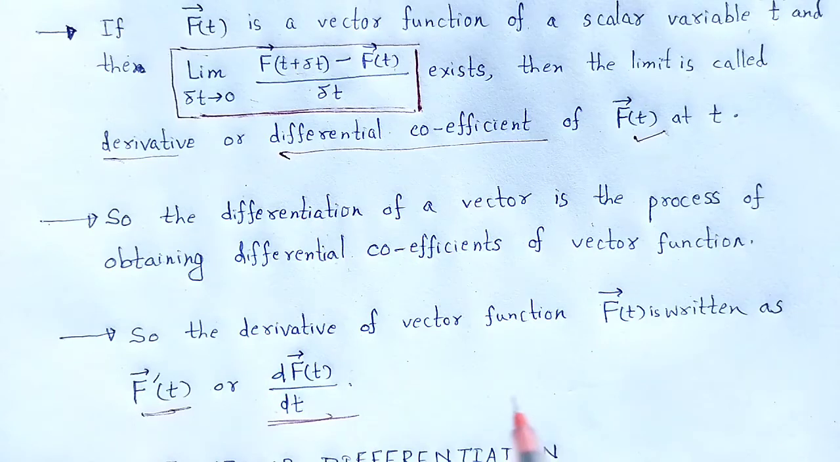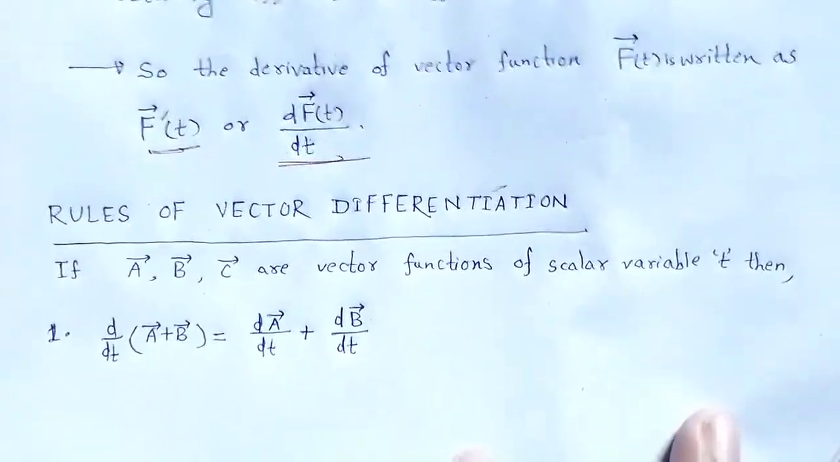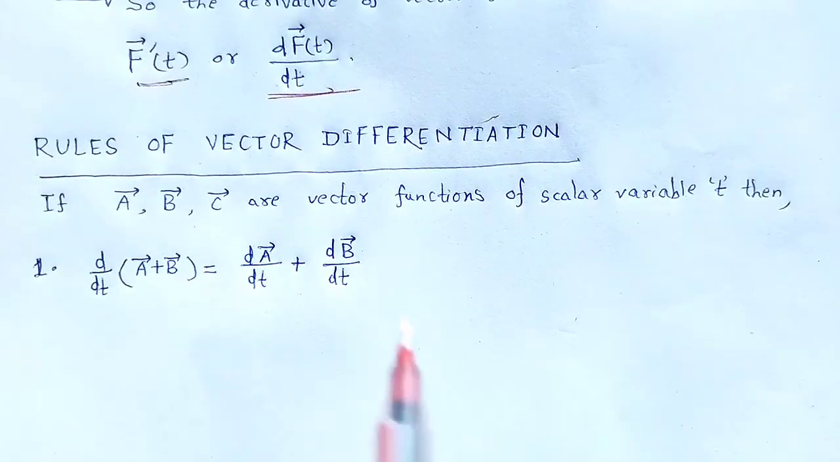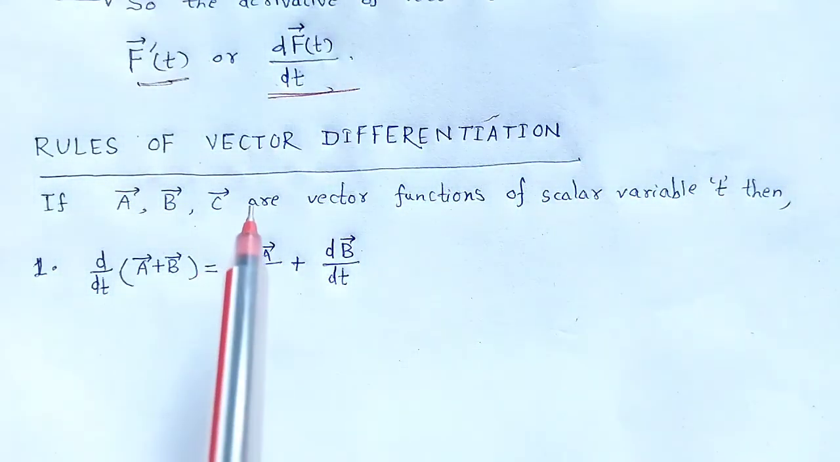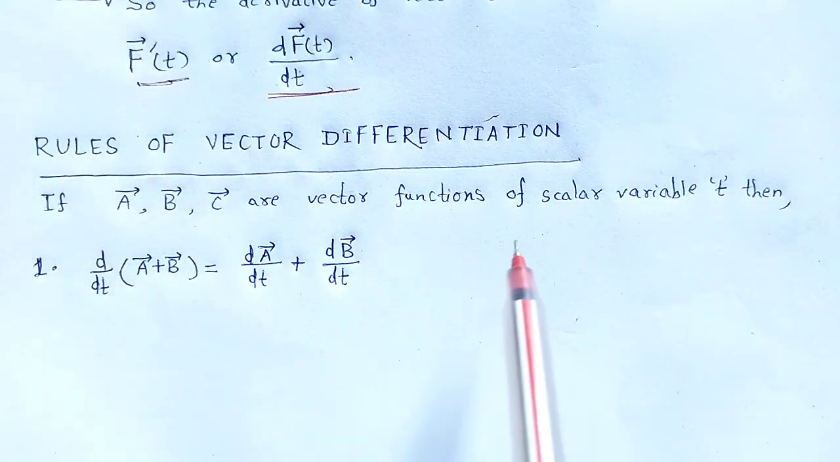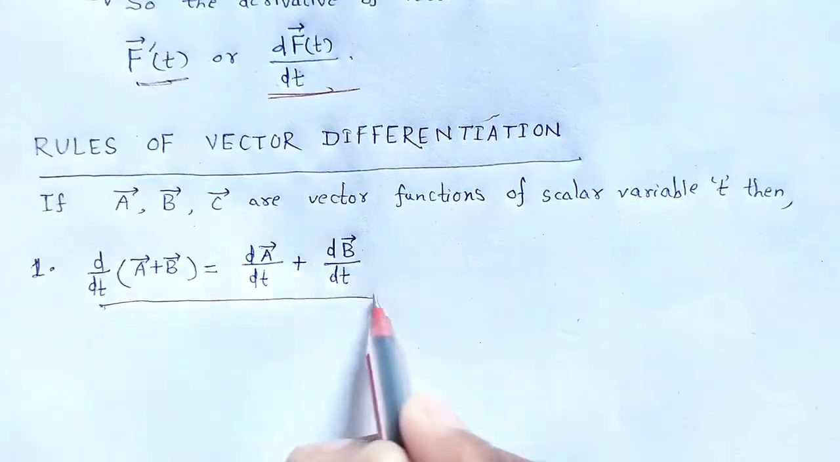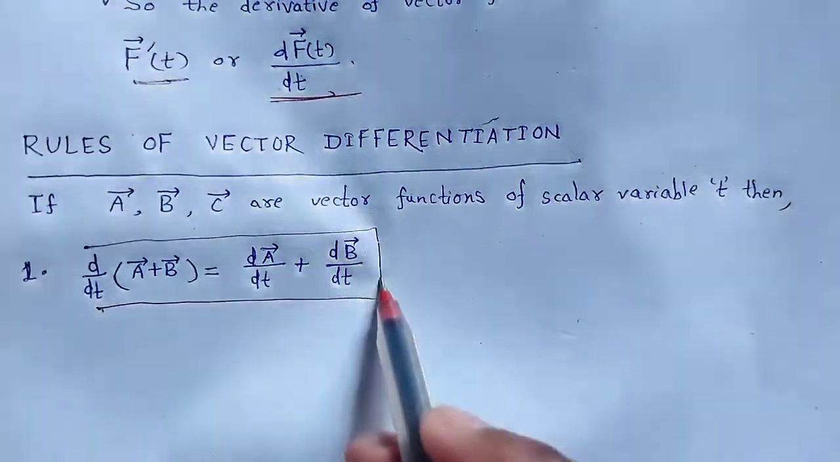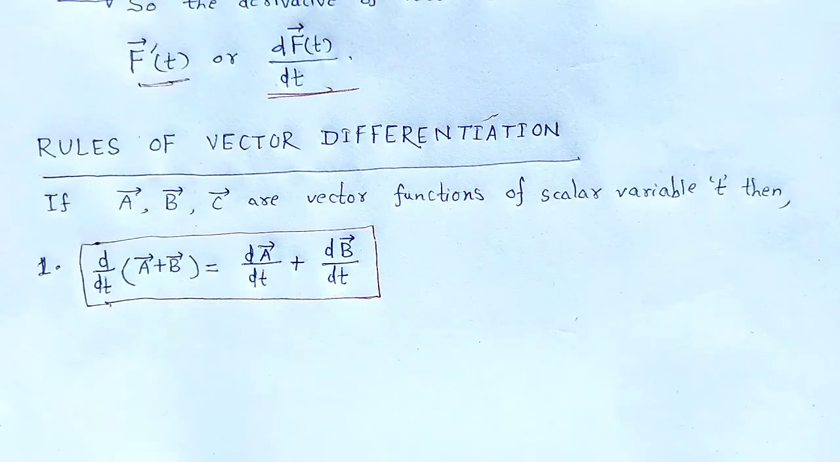Now, like general differentiation, let us discuss some rules that we use in vector differentiation. If a vector, b vector and c vector are vector functions of scalar variable t, then d by dt of a plus b is equal to dA by dt plus dB by dt. These are vectors.